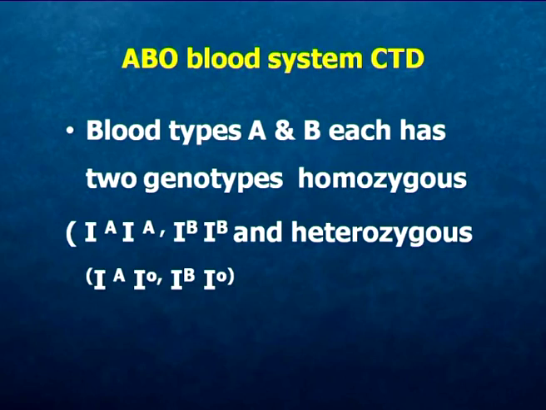But the blood types AB and O have each only one genotype. AB is IAIB, because they are codominant. O is double recessive, therefore it is ii. Now look at this illustration, which is very much clear to you.